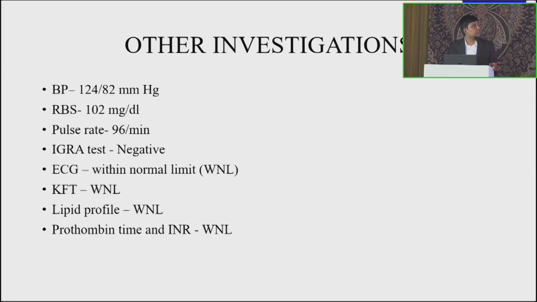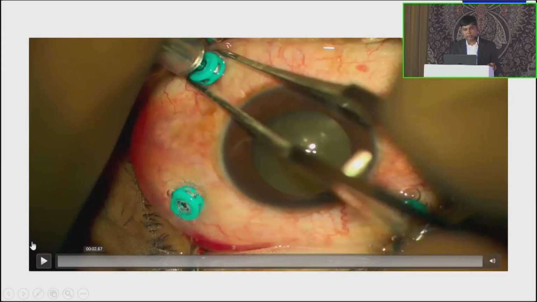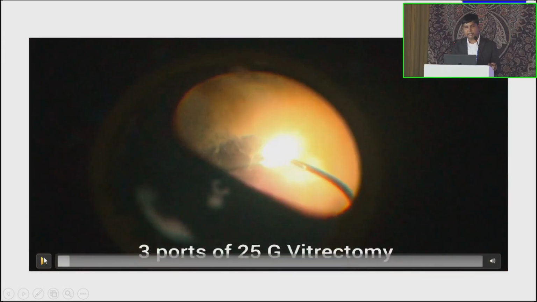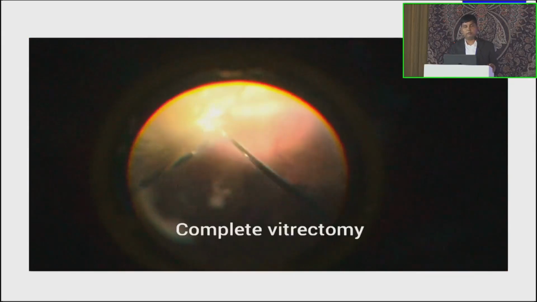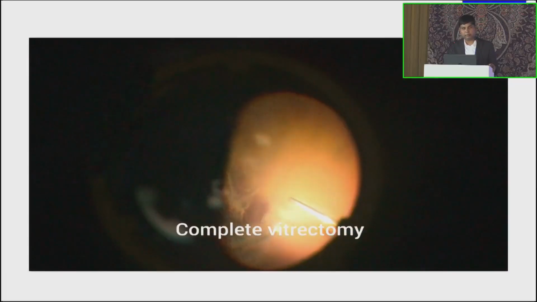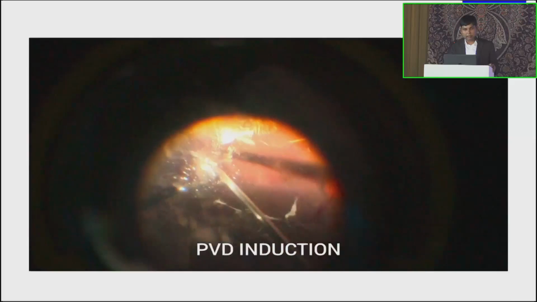Other investigations we have done were all within normal limits, even the IGRA test, ECG, and KFT. So we did a surgery for the vitreous hemorrhage, that is vitrectomy. Initially we made 3 ports of 25 gauge vitrectomy. After we completed the vitrectomy, a thick vitreous hemorrhage was present. As this is a young patient, the PVD is thick with strong attachment, and we removed that.